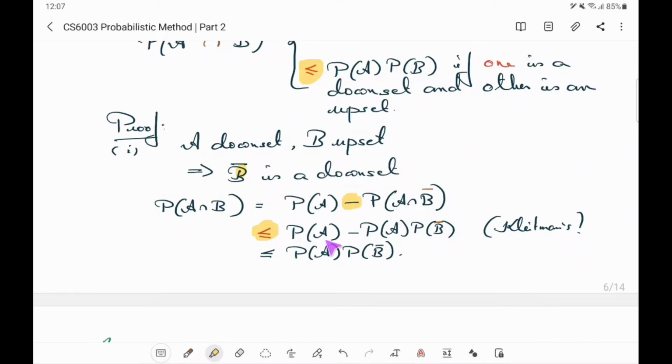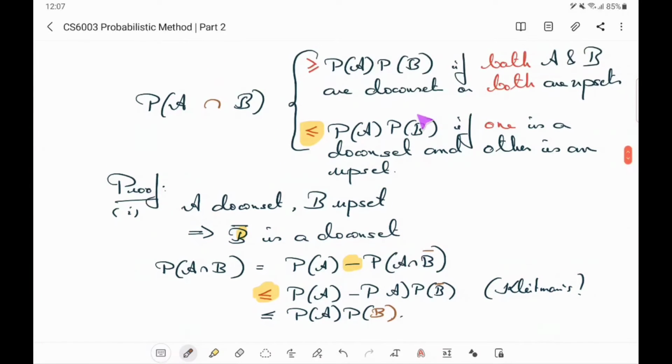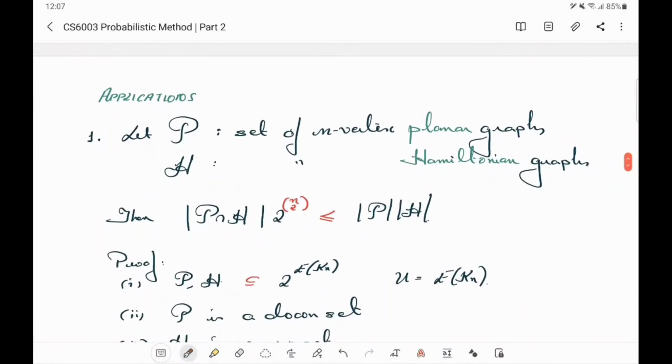And then P of A, if you pull out, you will get 1 minus P of B bar, which is nothing but P of B. That's it, right? Easy proof. Once, I won't claim that Kleitman's theorem's proof is easy. I'm saying once you have one version of it for two downsets, proving any of the three other cases in this corollary is straightforward. Okay, with that, let's move on to some very quick applications.